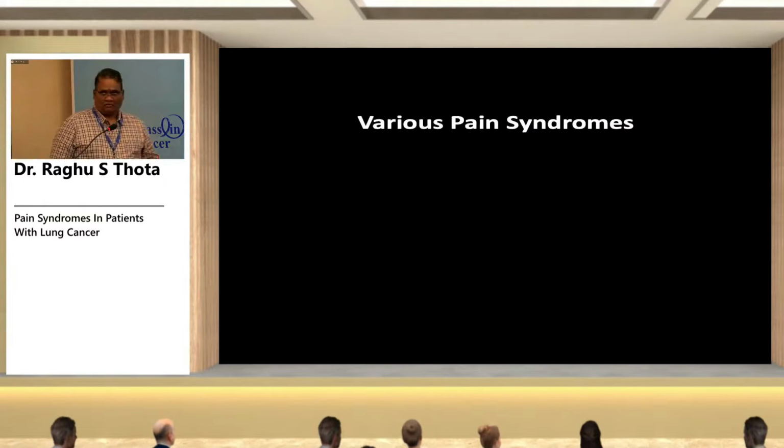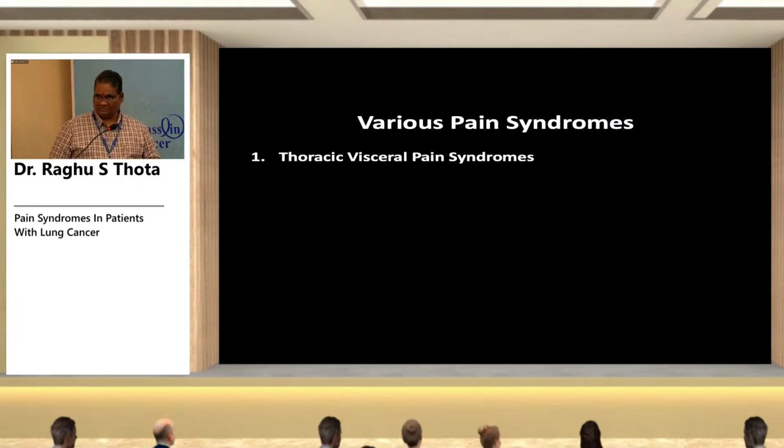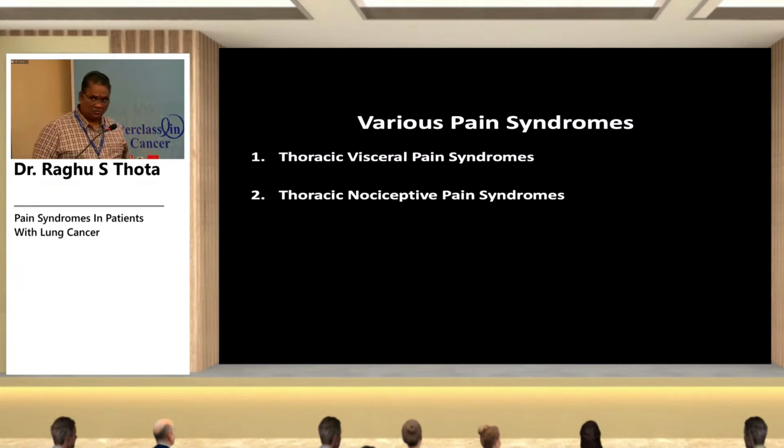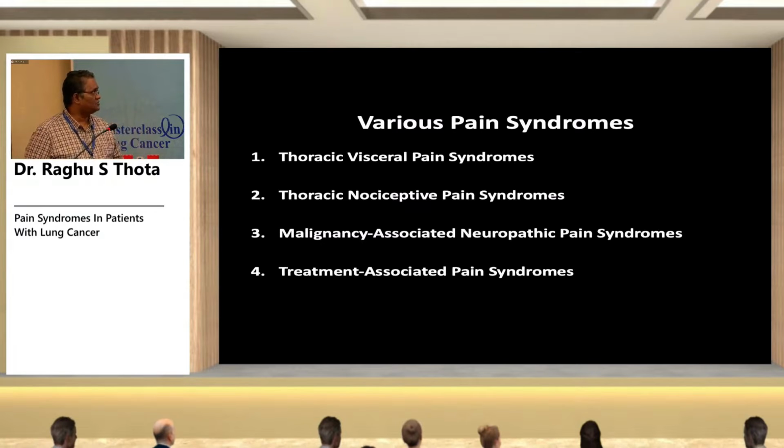So now one by one, we will go into each of these pain syndromes. So what are the various pain syndromes? First is the visceral pain syndrome. Since we're focusing mainly on lung cancer, it is the thoracic visceral pain syndrome. Then the second is the thoracic nociceptive pain syndrome. The third is the malignancy associated neuropathic pain syndrome. And the fourth one is the treatment associated pain syndrome. So we will be discussing all these in detail.